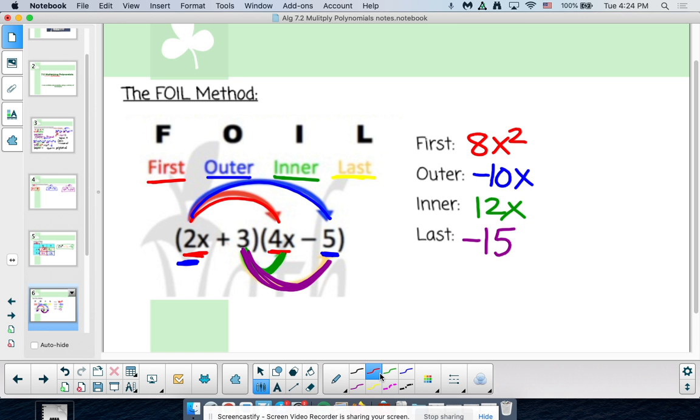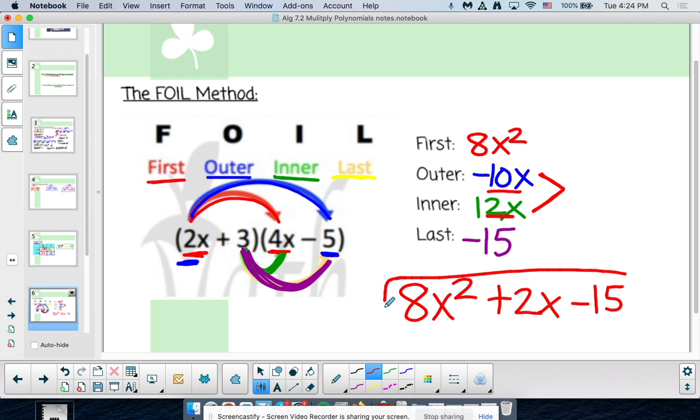Now from here, it's the same kind of thing. We have to add our like terms. Well, the only thing we can really add together are these two. So our final answer should be 8x squared. If I combined 10x, negative 10x, and 12x, it should be a positive 2x minus 15. Again, folks, I know this is new. I realize this might be kind of confusing. But I think once you do a few more examples together, you're really going to understand what's going on.